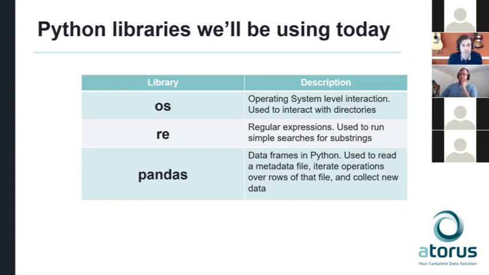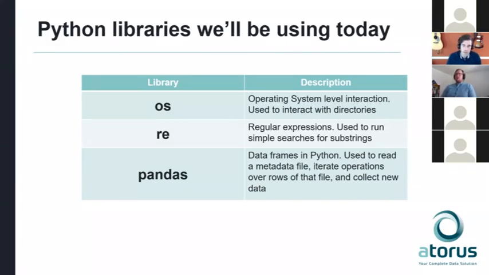There's three libraries that we're using today that I want to highlight, and that's OS. This is going to do your operating system level interaction, and we're going to use this to interact with your directories and all of that fun stuff. We're going to use the RE library, which is for regular expressions. We're going to use very basic aspects of this, but we're going to use it to run simple searches for substrings within either a string that we pulled or the file that we're going to read in. And we're going to use pandas.